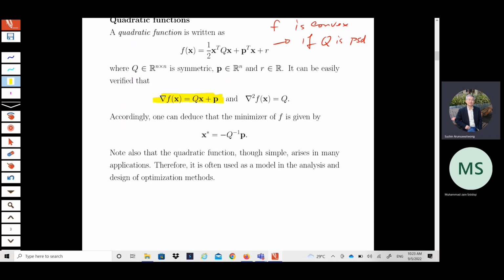Q is positive definite if and only if all its eigenvalues are real numbers and positive, right? The determinant of the matrix Q, as we know, can be expressed as the product of all eigenvalues. So when all the eigenvalues of the Q matrix are positive, that means the matrix Q is non-singular, and therefore Q inverse exists.